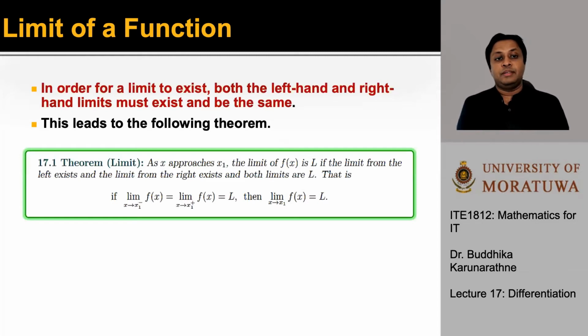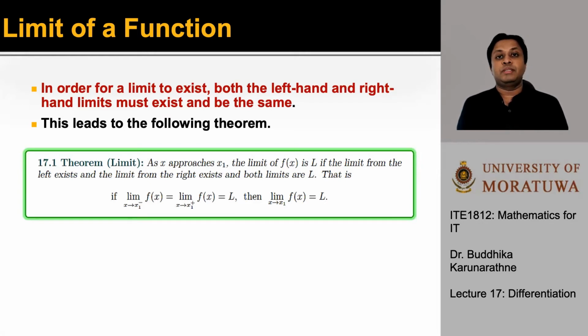So it is important that in order for the limit to exist, both left hand and right hand limits must exist and be the same. They should be equal. So from this, we can build up a theorem. This is the limit theorem of the limit.